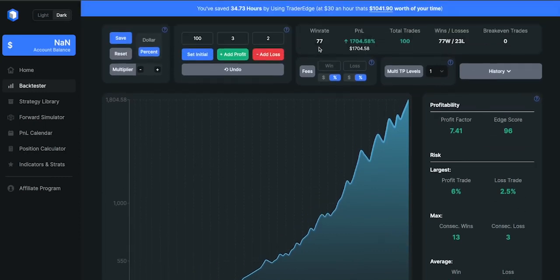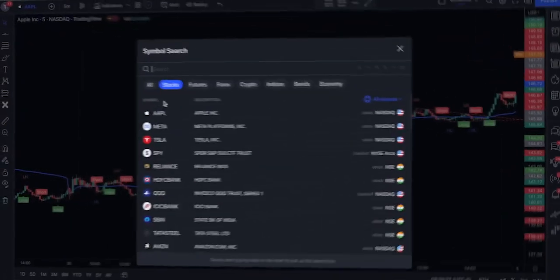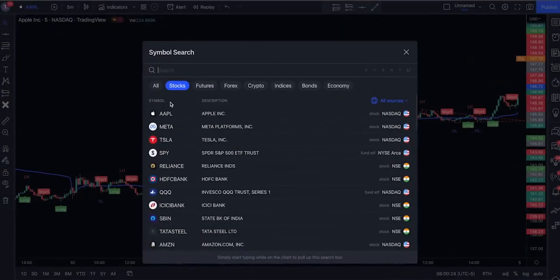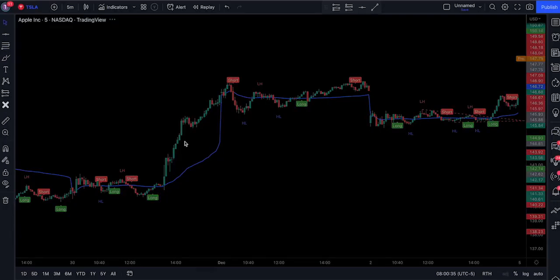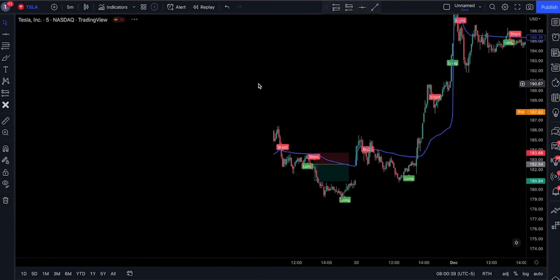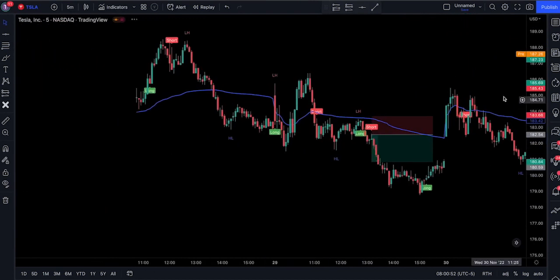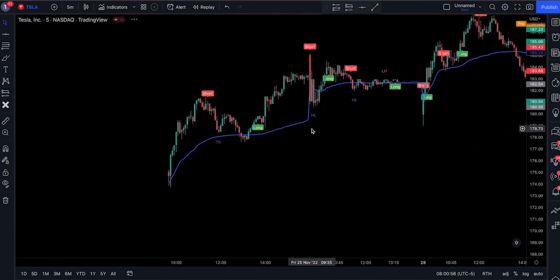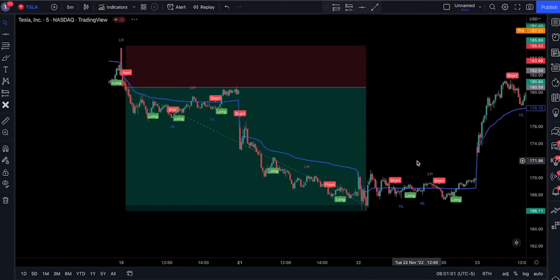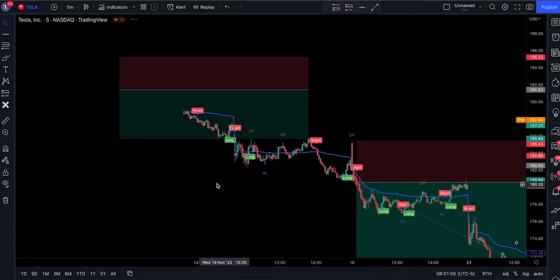So definitely give the strategy a go, but make sure you forward test it with paper money before trading live. You can use it for trading all types of stocks. For example, let's check the Tesla. As we can see, it works almost all the time.